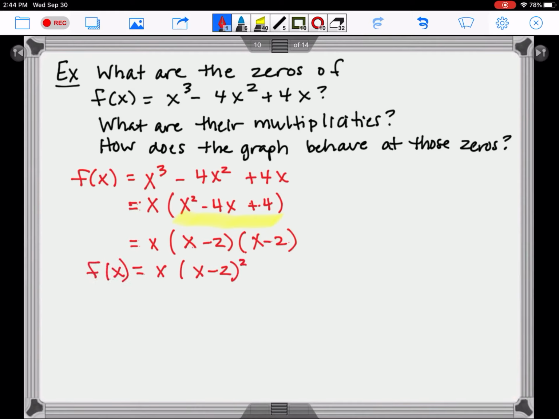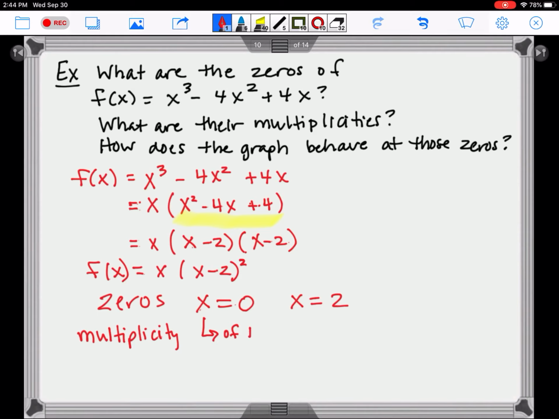Okay. So what are the zeros? Well, the zeros will be x equals 0 and x equals 2. Those are my 2 zeros. The multiplicity. For multiplicity, you can look at the exponents. So x equals 0 here has a multiplicity of 1. It only happens one time.